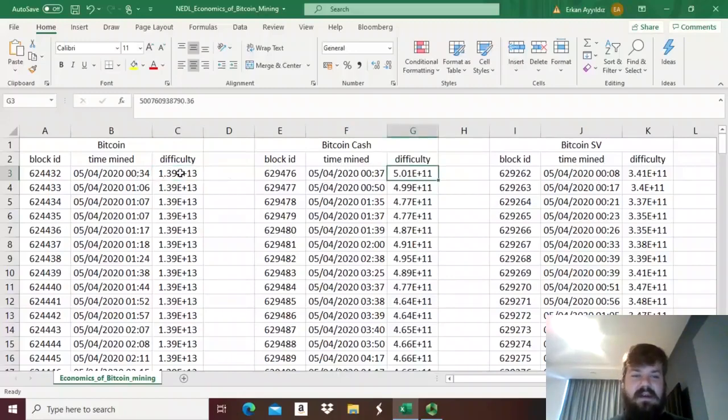Here we can see that the puzzles that you have to brute force using your mining hardware are much harder on the Bitcoin blockchain than they are in the Bitcoin Cash or Bitcoin SV blockchains. We can see that the mining difficulty on Bitcoin Cash and Bitcoin SV are of the same magnitude roughly, but the difficulty of Bitcoin Cash is roughly 1.5 times higher than that of Bitcoin SV. So 3.4 and 11 zeros and 5 and 11 zeros.